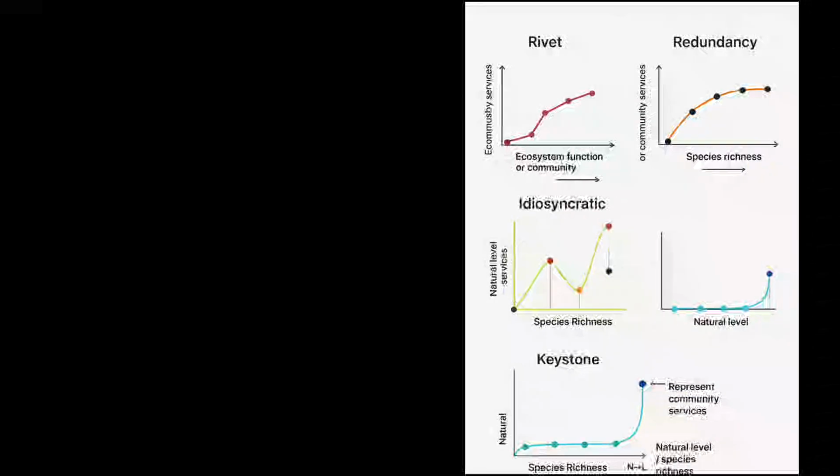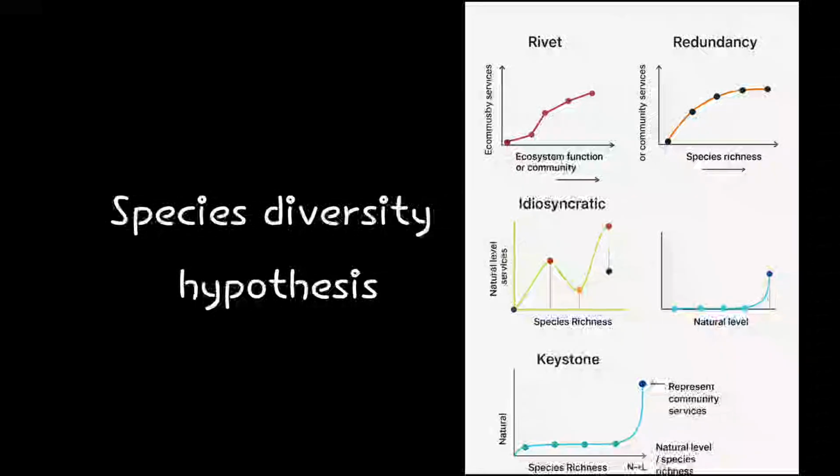So welcome to Biomindscape. Today we are going to know about various hypotheses which are related to species diversity and ecosystem function. So does the loss of species affect ecosystem function? That is the community services, the ecosystem function. So yes, but the effect depends on what hypothesis applies.